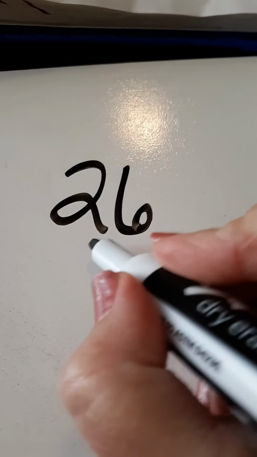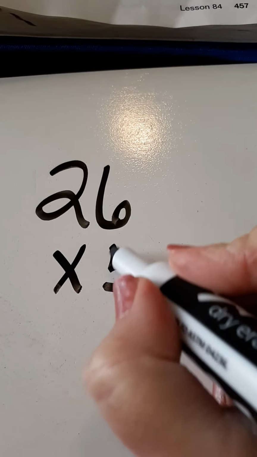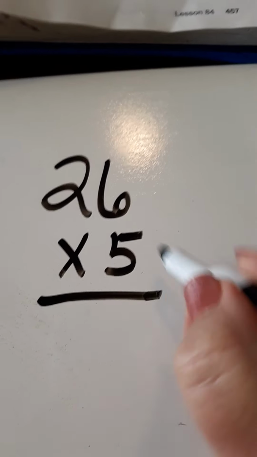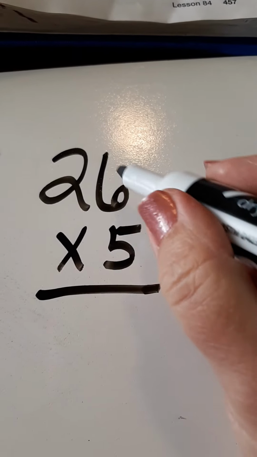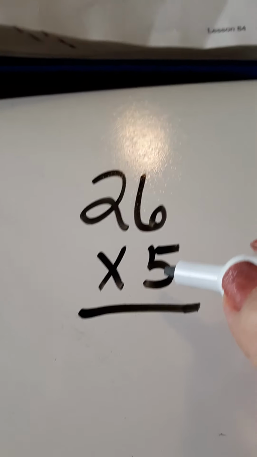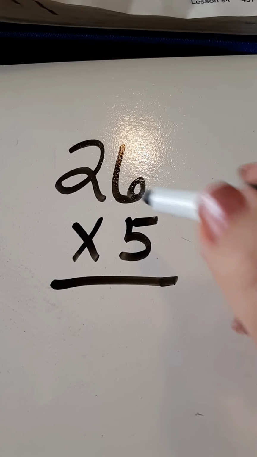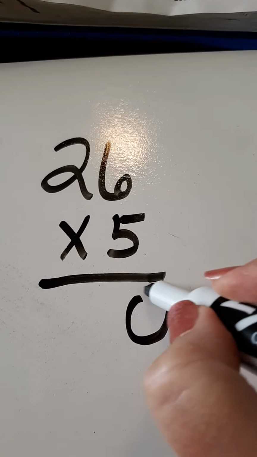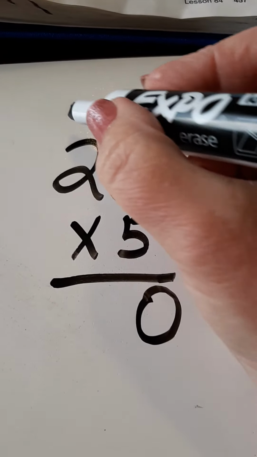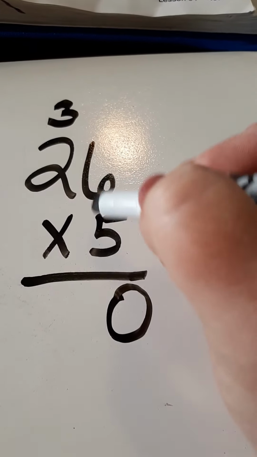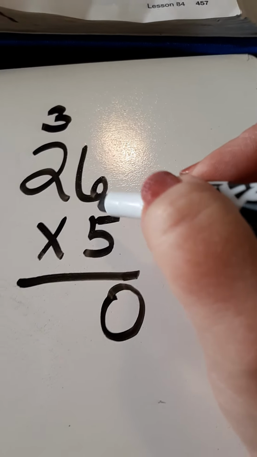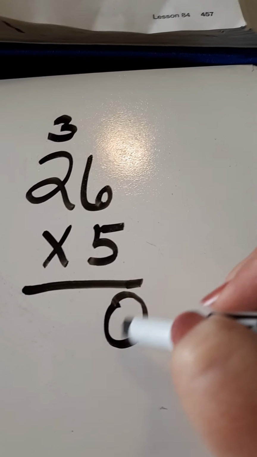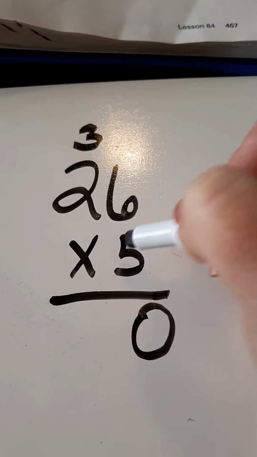26 times 5. Okay, here we go. And even though they put the 5 first, I'm going to put the bigger number on top. All right, 5 times 6 is 30. So I put my 0. And yep, we're going to carry that 3 all the way up there, right? So that's doing our ones. Now we multiplied our ones. 5 times 6 is 30. Put your 0, carry the 3. Now we're going to do our tens.